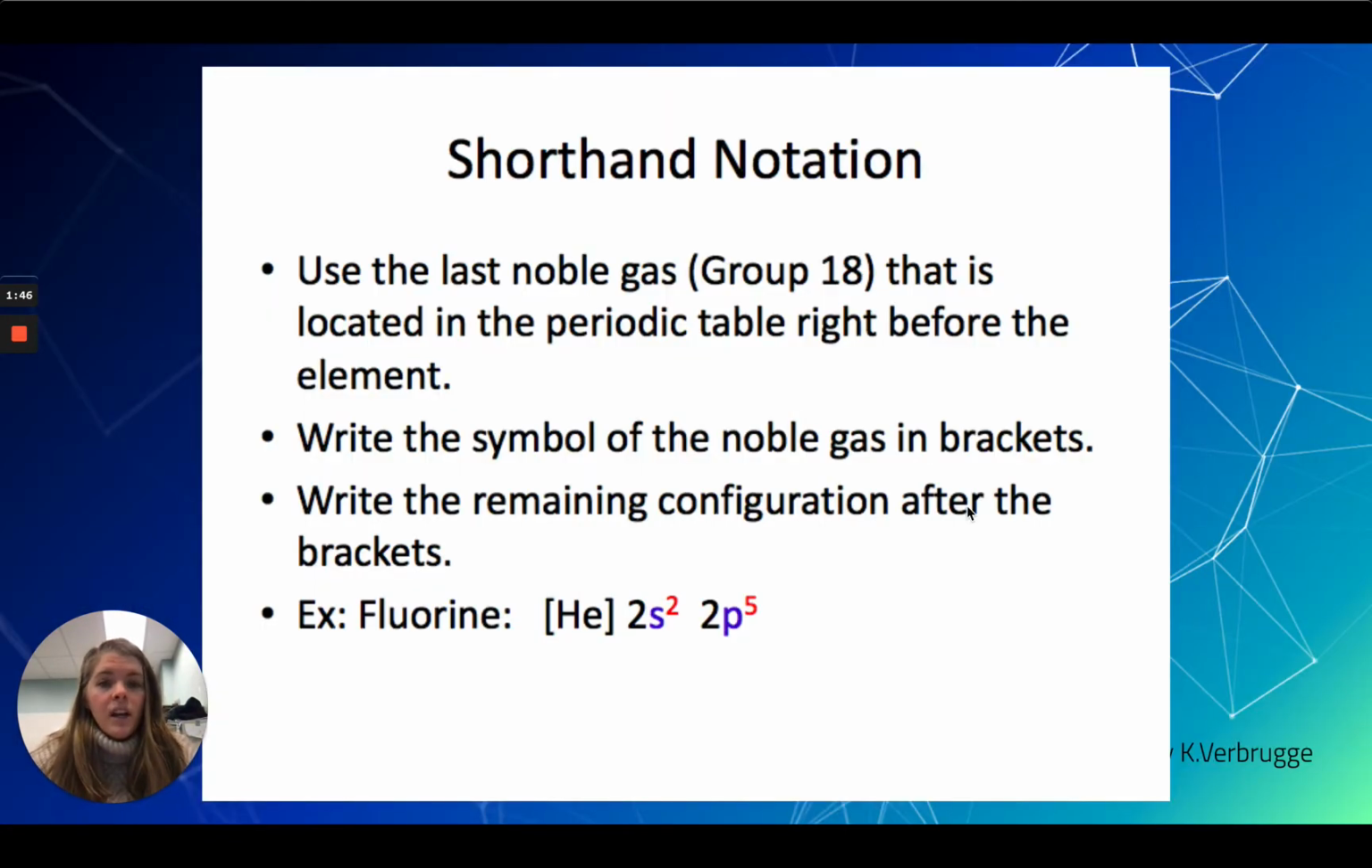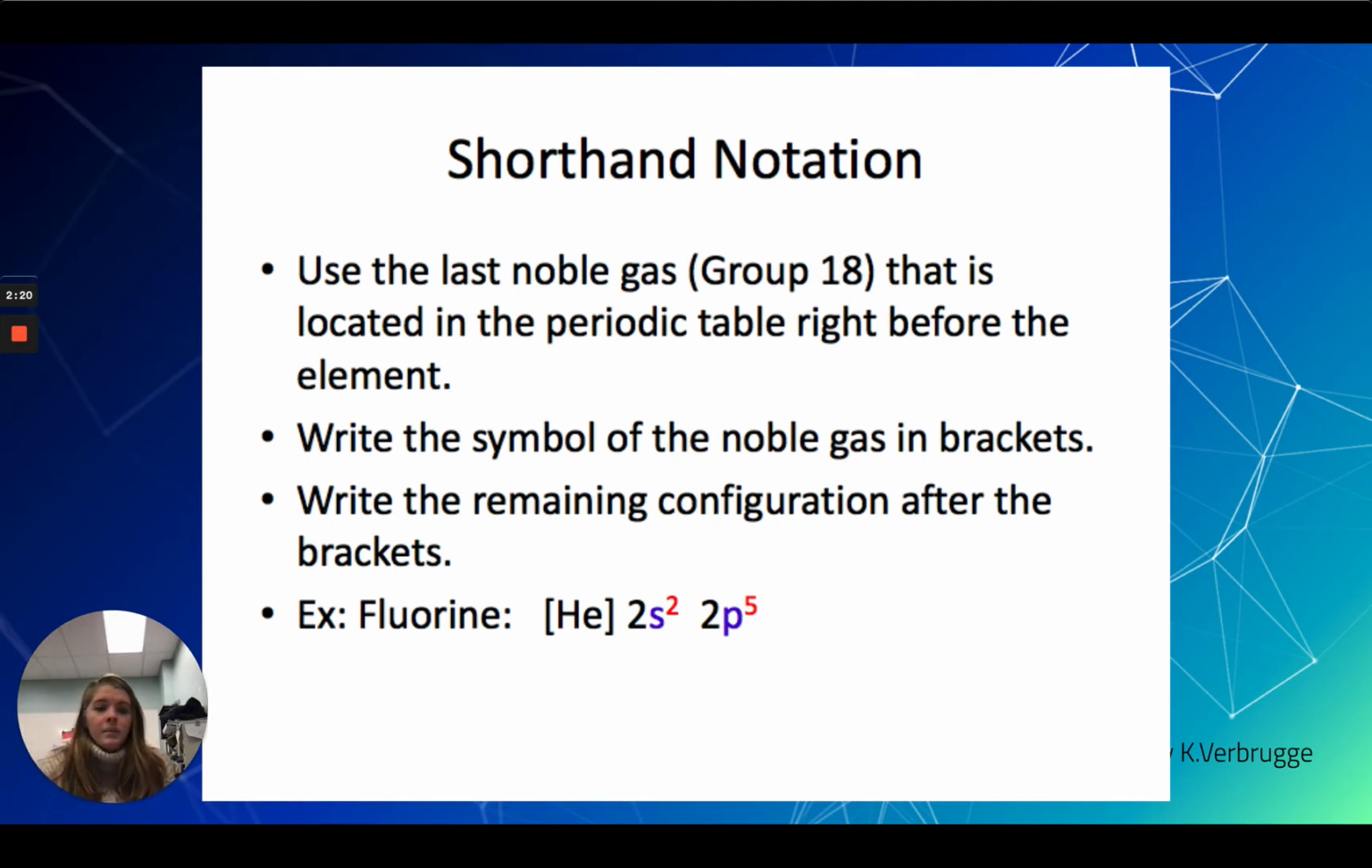When we're using shorthand configuration, these are the steps we're going to follow, and these are printed in your notes packet. You're going to use the last noble gas that is located on the periodic table right before the element. So for instance, if we're trying to write the electron configuration for aluminum, if we go backwards, the noble gas in front of aluminum is atomic number 10, which would be neon. So what you're going to be doing is writing that symbol in brackets, and then you're going to write the remaining configuration after the brackets. So you don't have to write anything before the noble gas.